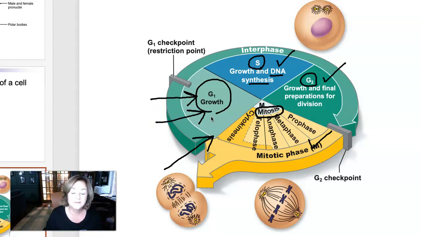And so G1 is a very important period in the cell's life, because G1 is when the cell is doing the work that it's meant to do. And that work is largely determined by the DNA. So since all of our cells have the same DNA, why would a white blood cell look different from a liver cell and behave different from a muscle cell, if it's the same DNA?